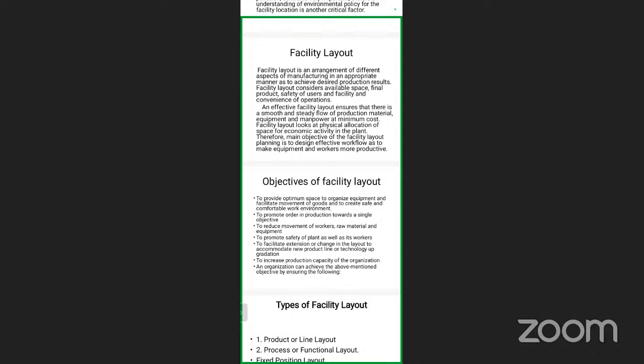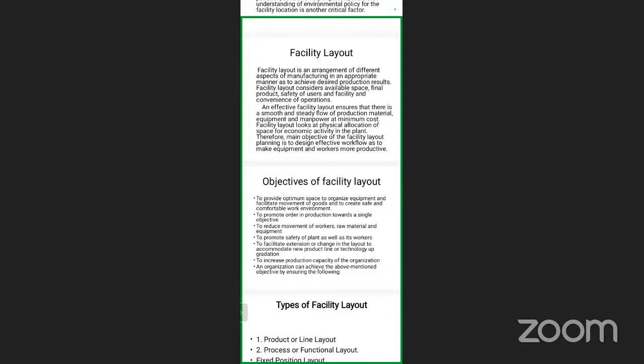Next, to reduce movement of workers, raw materials and equipment. Why? To reduce movement of workers. Suppose you are producing in a production plant, in a plant layout. Always you see workers are moving here and there. They are not concentrating their mind on production time. How will you get your target? Yes or no? How will you reach your target, your goal?